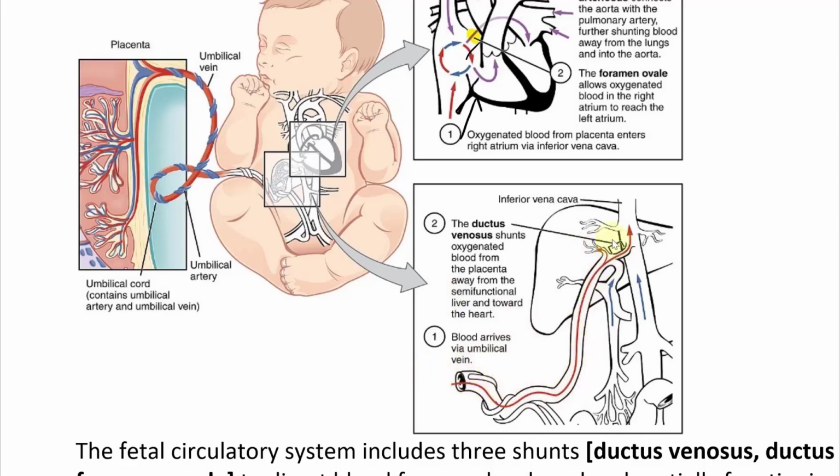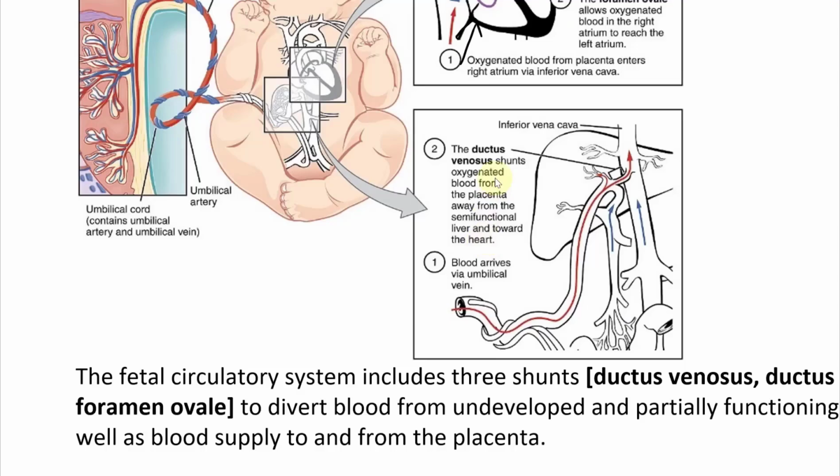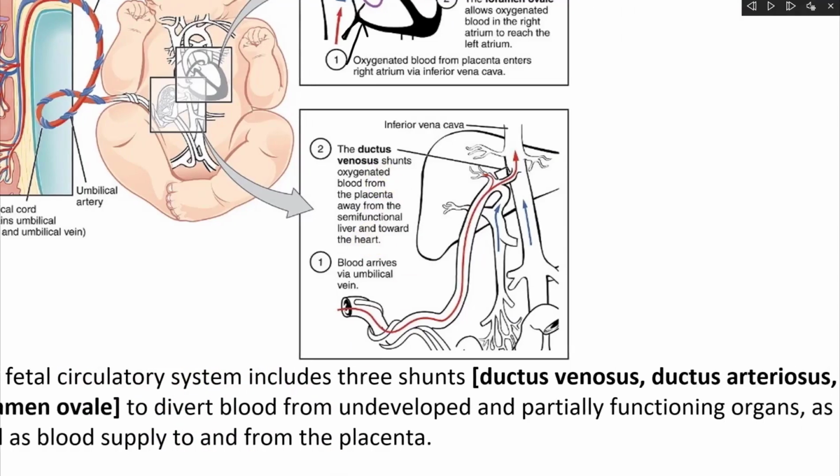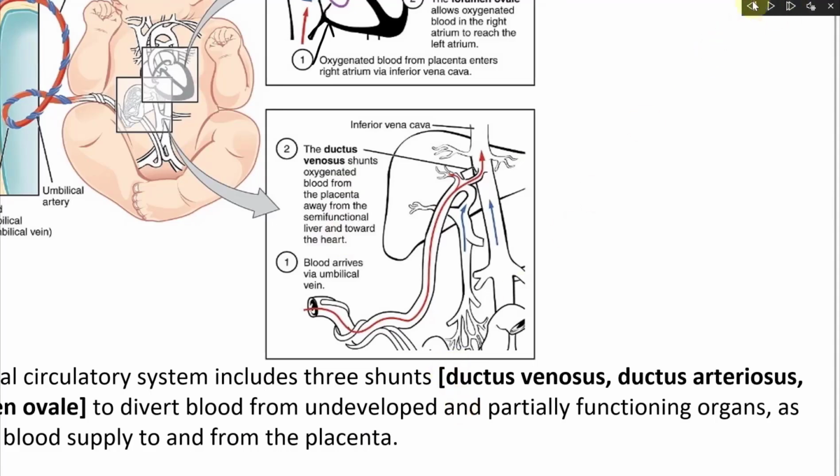And now we have over this section here, it's supposed to go into the liver there, but the ductus venosus, this is a shunt. So here, the fetal circulatory system includes 3 shunts. So it has these right here. Let's just pronounce this one. Ductus venosus. Yeah, so the ductus venosus shunts or directs the blood away from this organ to this other one.